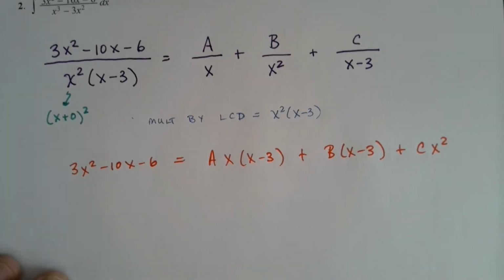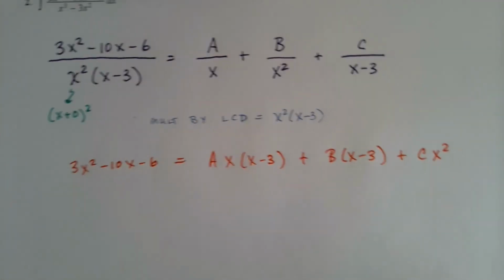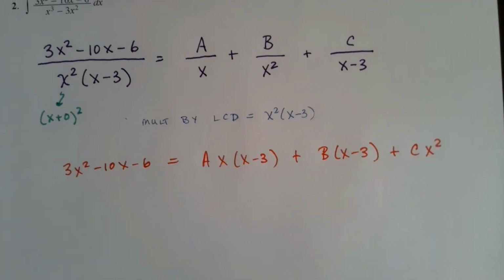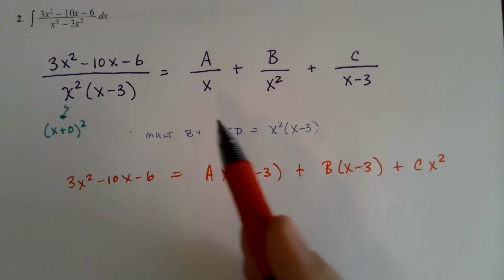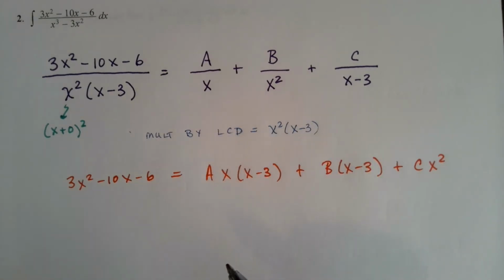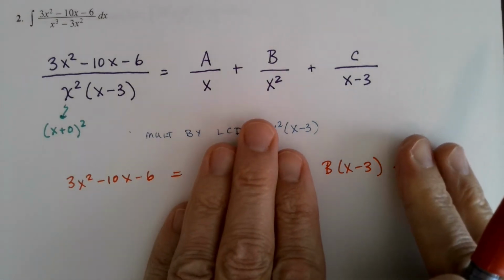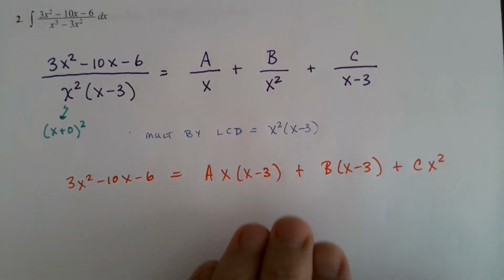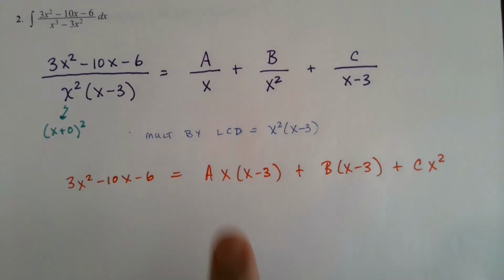Okay. Now, we could use the shortcut that I used in the previous video on the first problem we did, by letting x be 0 and x be 3. If x is 0, then essentially the A and C are gone, right? And I can solve for B. If x is 3, the A and B are gone, and I can solve for C. But what about A? How am I going to solve for A?